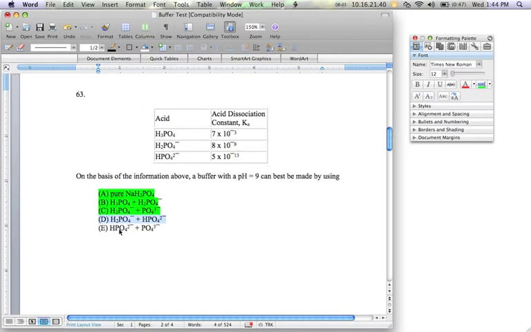So I'm liking D. And then just to look at E, just to double check it, we have hydrogen phosphate and phosphate. So this is a base conjugate acid combination, but the Ka for HPO4 is 5 times 10 to the negative 13. So this is going to be a pretty basic solution. pH probably in the range of 13, 12 to 14, somewhere in there. So that pH is too high. So our correct answer is going to be this one.